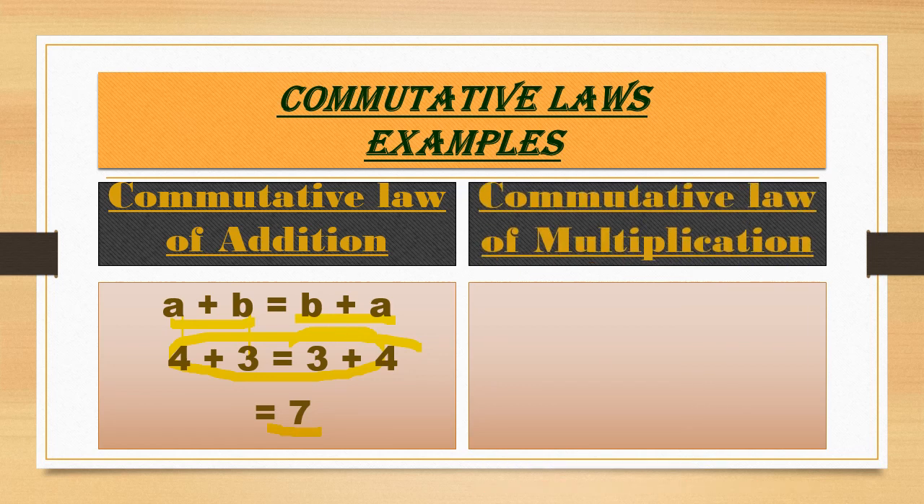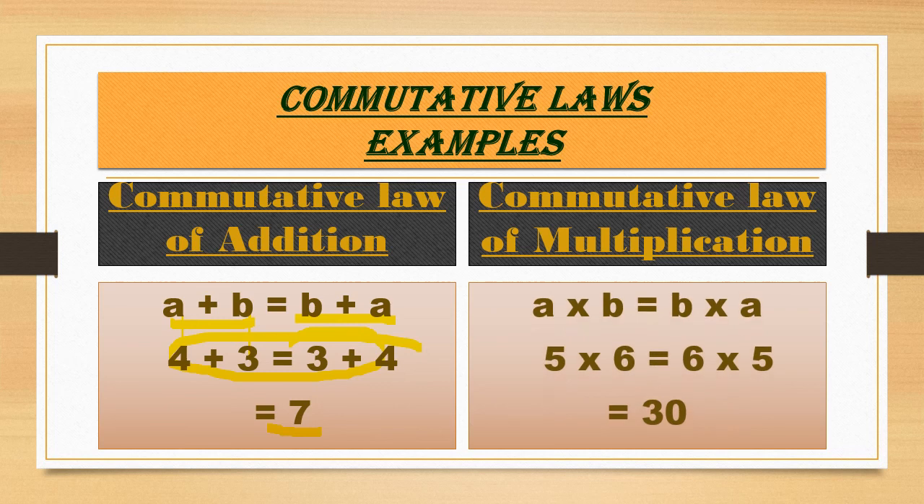As per the commutative law of multiplication, if A and B are any two numbers, then A multiplied by B is equal to B multiplied by A. Now, if we consider A as 5 and B as 6 and put these numbers in the given property, when we multiply two numbers, the answer will remain the same even if the position of the numbers is interchanged.